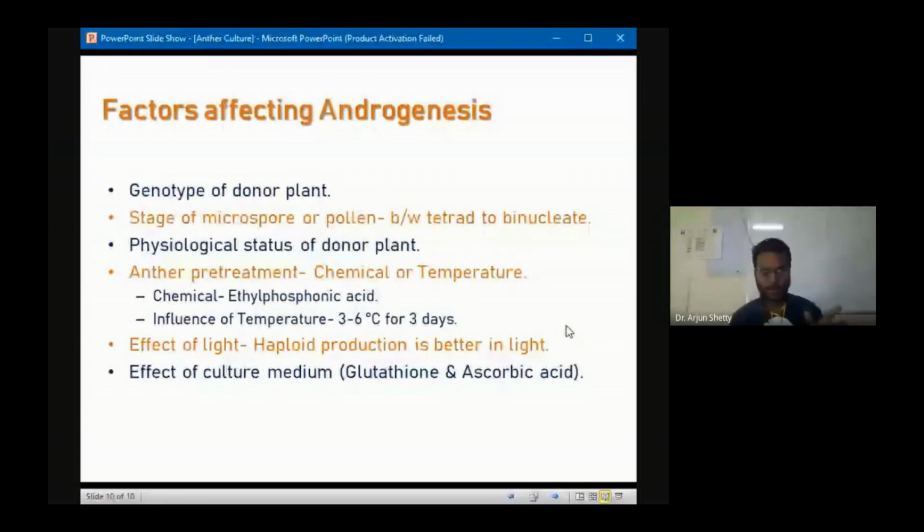Specifically, we can even add glutathione and ascorbic acid, which again act as an add-on benefit. Sometimes you can even add coconut water. So different types of add-on nutrients can be added for obtaining haploid plants. These are the factors which affect androgenesis.